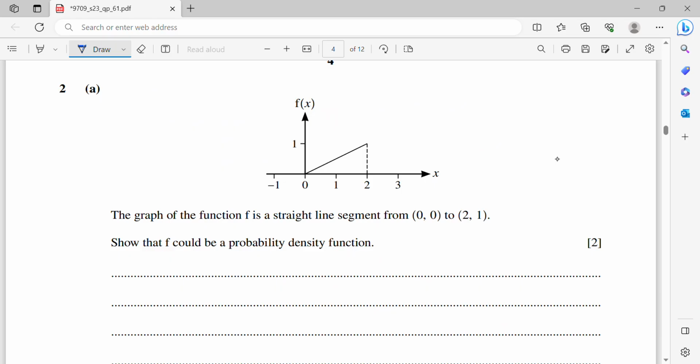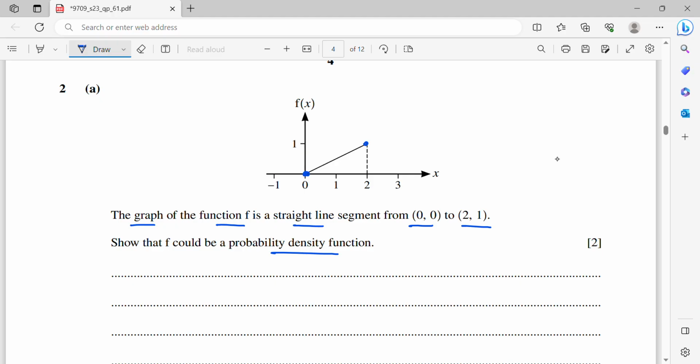Now for question 2, the graph of the function f is a straight line segment from (0, 0) to (2, 1). So (0, 0) to (2, 1). It is a straight line. Now show that f could be a probability density function.